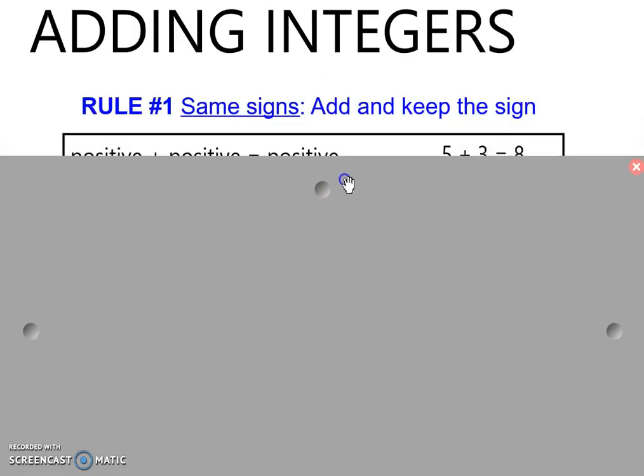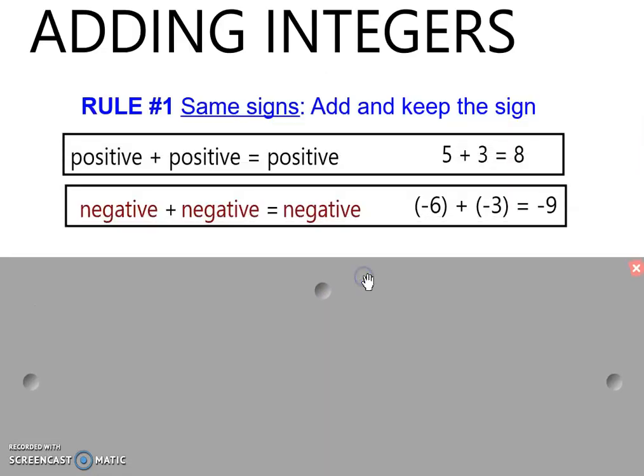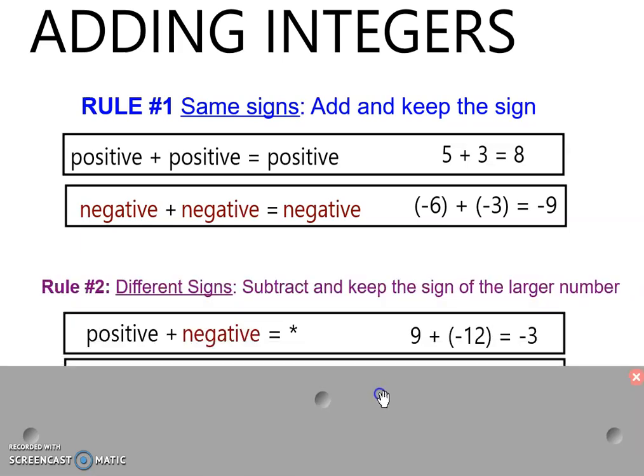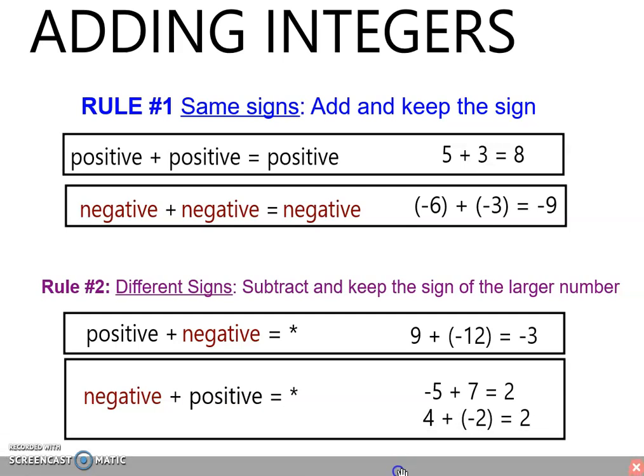Okay, so adding integers. Rule number one, pretty basic. Positive plus positive equals a positive. Negative plus a negative equals a negative. That's it. Add them up, keep the sign. But if they are two different signs and you're adding, you are going to subtract and keep the sign of the larger number. So positive plus a negative.